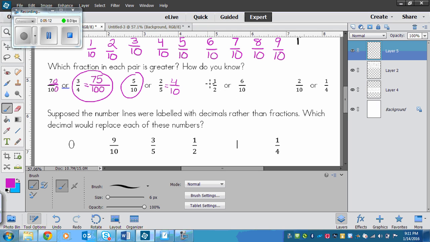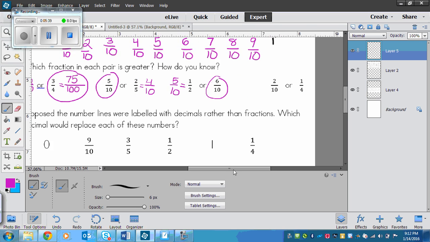I've got 1/2 and 6/10. So I can turn this 1/2 into 5/10 because 2 times 5 is 10. And so that means 1 times 5 is 5. And 5 is smaller than 6. So 6/10 wins.